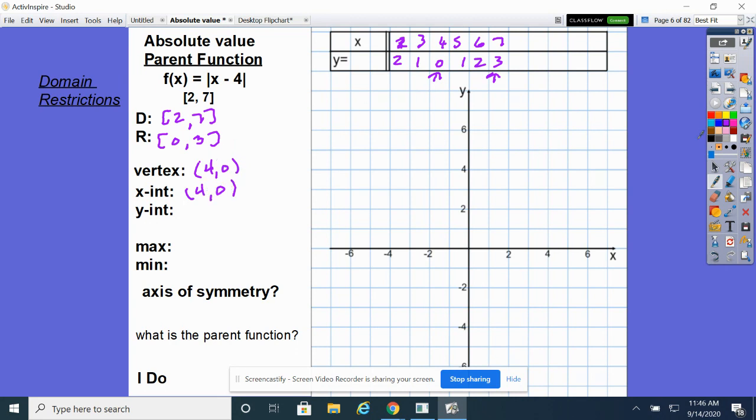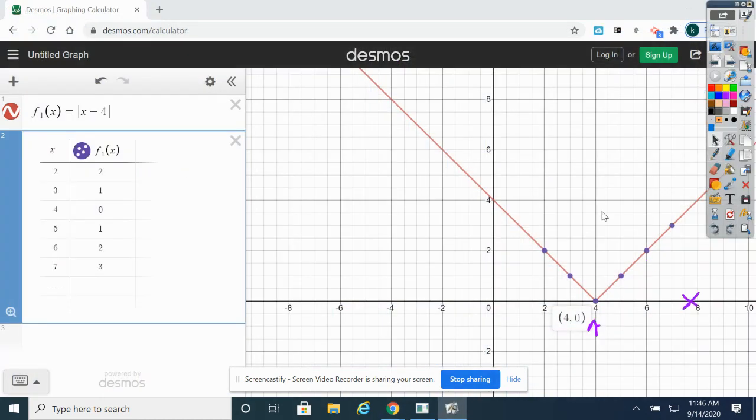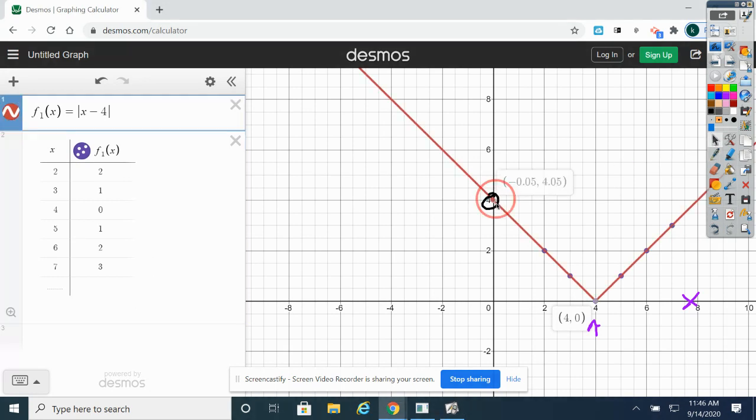Remember what the first value was of the vertex? This guy right here. That was the AOS. This guy right there, that's the axis of symmetry. Because it's the x value, its x is equal to 4. Let's go see what the y-intercept is. Where does this V touch the y-axis? Looks like it's right there. What are the coordinates for that point? 0, 4.